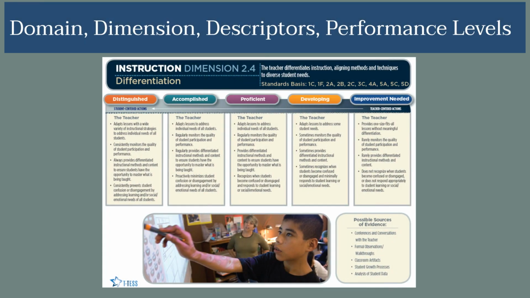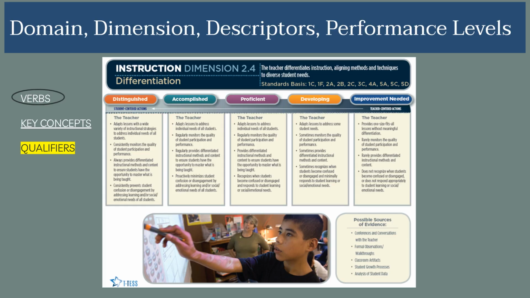Don't get overwhelmed by a T-TESS dimensions text. The state builds a path to growth by changing 3 elements across performance levels: key concepts, verbs, and qualifiers. 1. Key concepts, the unchanging pillars of a dimension. In Dimension 2.4, the pillars are adapting lessons, monitoring engagement, and addressing confusion.